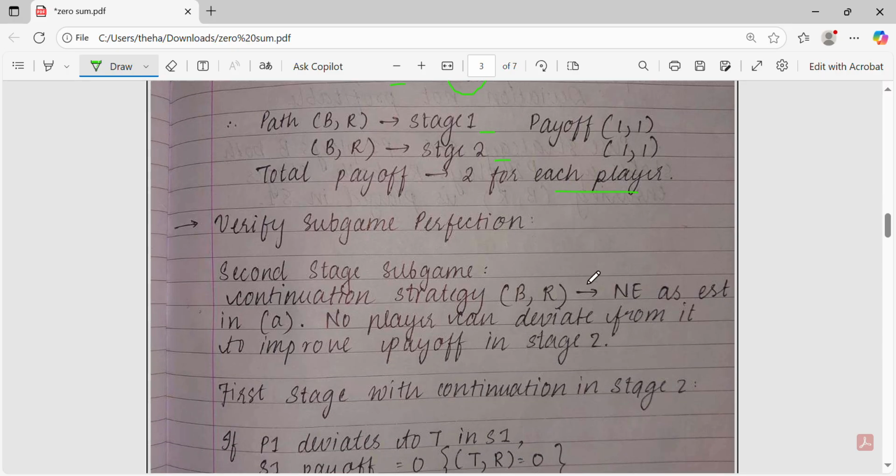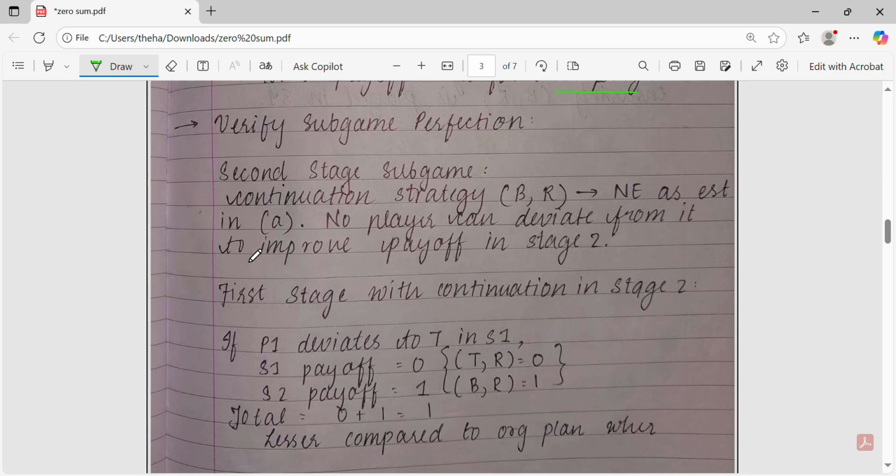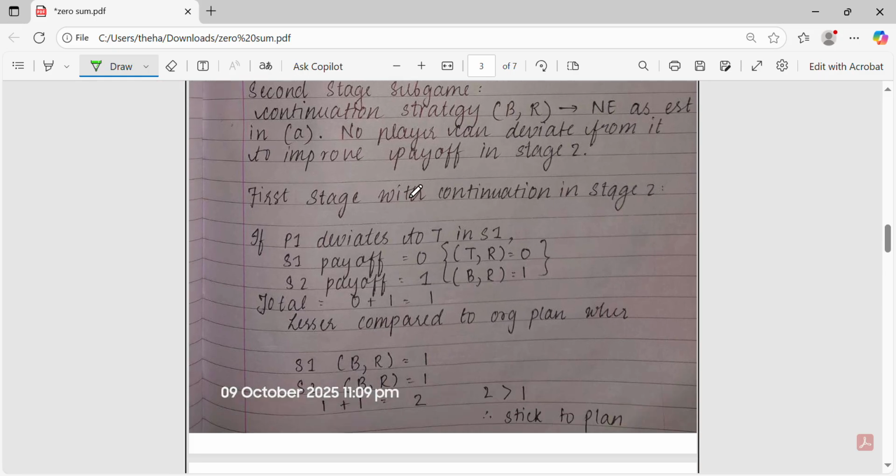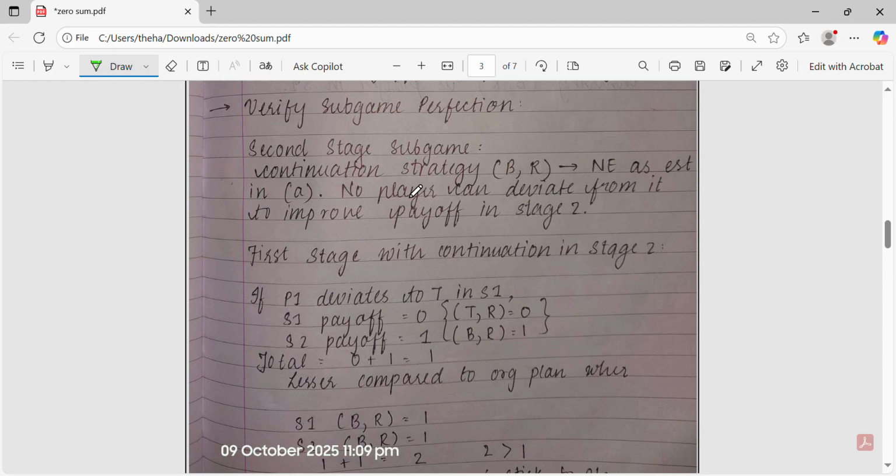The last step is to verify this subgame perfect equilibrium. This is also just theory, where the second stage subgame has to be analyzed first. So what is our continuation strategy? B comma R's Nash equilibrium is established in stage 1, right? No player can deviate from it to improve. That is basically the conclusion that we came to.